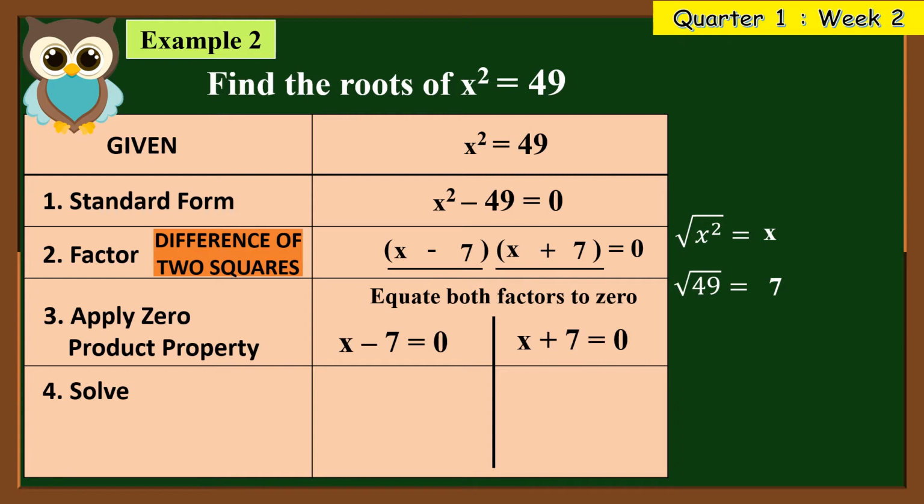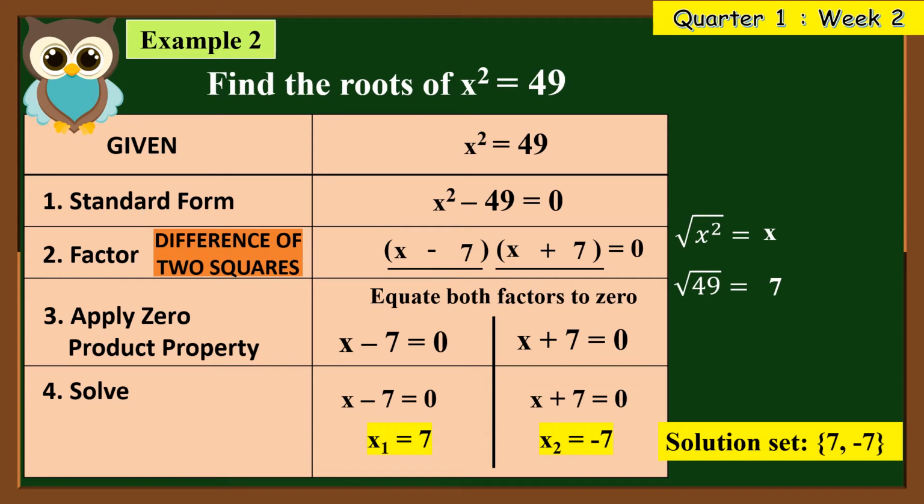Then the fourth step, we can now solve. Again, we move negative 7 to the other side of our equation for us to get the value of x, and that is positive 7. For the second factor, we have x plus 7 is equal to 0. We move positive 7 to the other side of our equation, so that you get the value of x, which is negative 7. Therefore, the solution set, or the roots, of our given quadratic equation x squared is equal to 49 are positive 7 and negative 7.